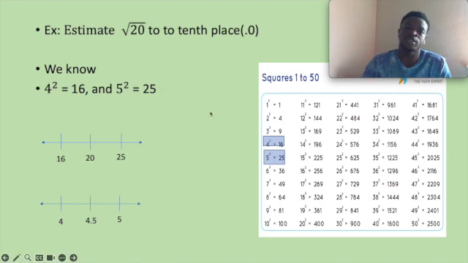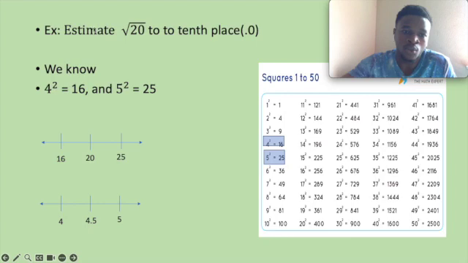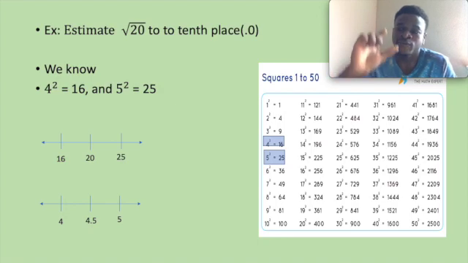So this would be an example of an imperfect square. As you can see, we're asked to estimate the square root of 20 to the tenths place. And if you're not familiar with the tenths place in decimal form, the tenths place is simply the first number after the decimal point. And the hundredths place would be two numbers after the decimal point.